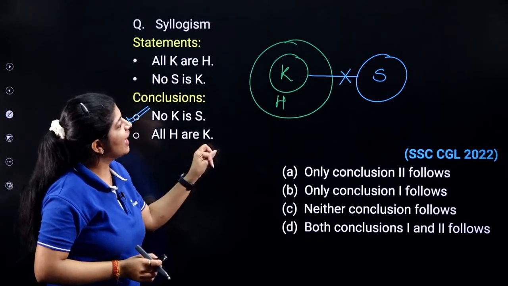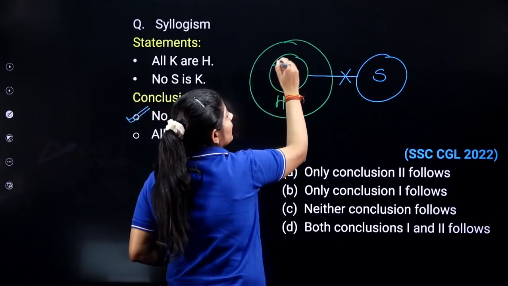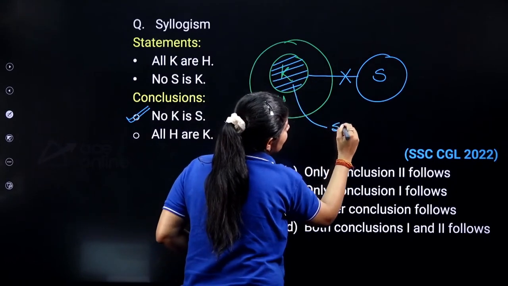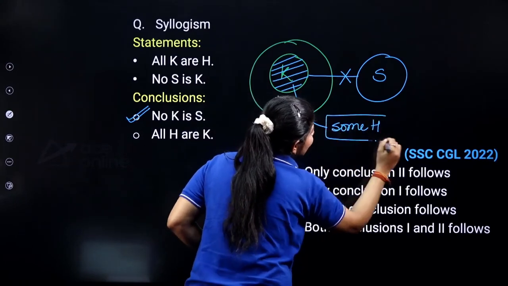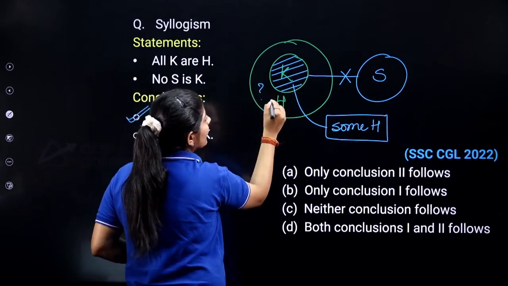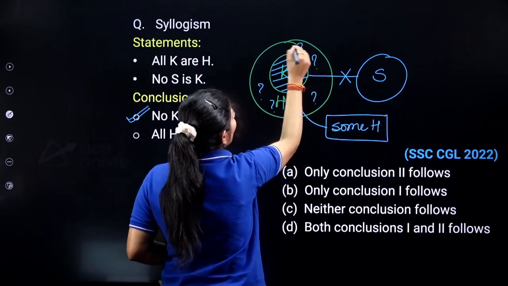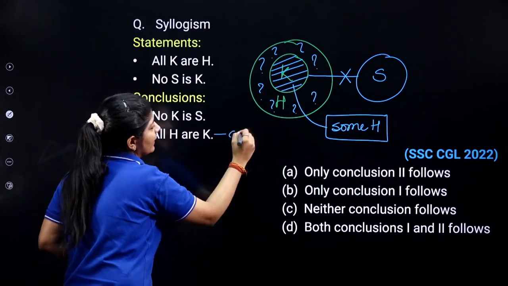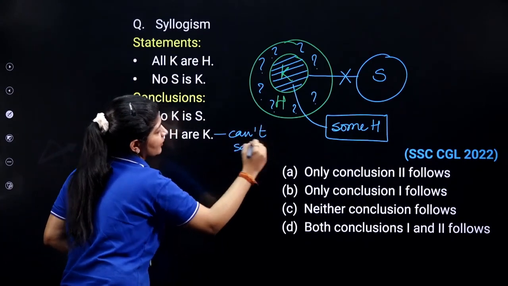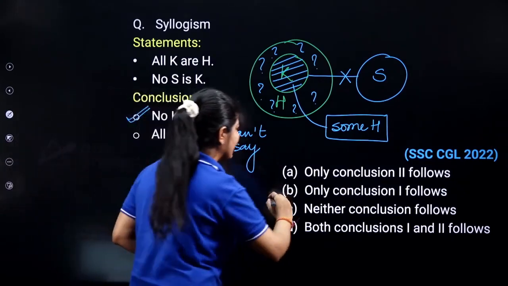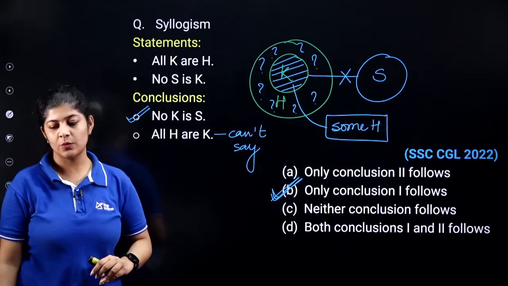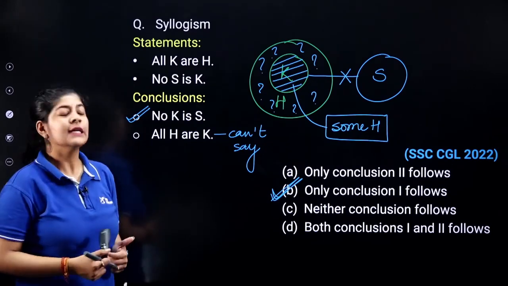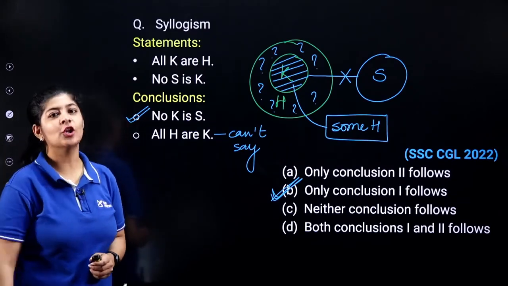Next one, all H are K. Okay, right now we can only say about this part of H. We can consider this part of H as some part of H. But can we say fixed thing regarding the remaining part of H? Can we say anything whether it belongs to K or not? No, we can't say anything. So for this one, we just simply consider it in can't say condition. So what is the correct answer we are getting? Our correct answer is option number B. Only conclusion 1 follows. Very good Ramakrishna, very good Durga. The correct answer over here is option number B, not option number A.